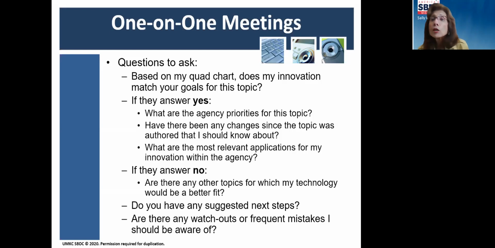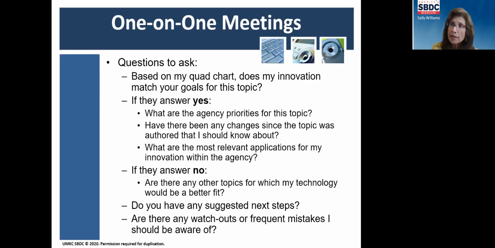Okay. You want to ask them if they have any suggested next steps. You will find frequently that they can make comments like, you don't want to do this kind of research. You don't want to use this kind of test methodology. We want to see X. I mean, they have information that they can give you that will really help you.